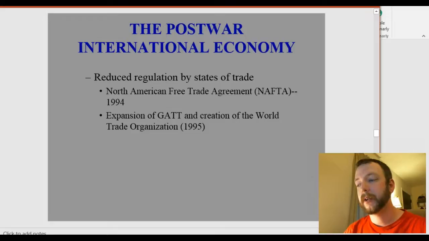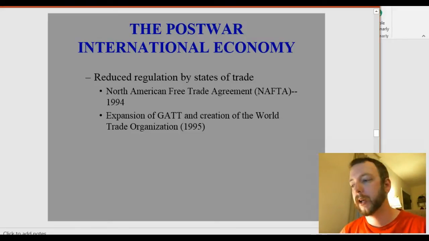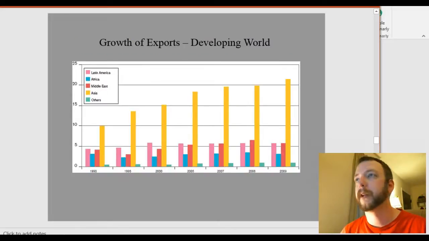So it does increase trade and drop prices, but it doesn't increase prosperity in poor countries. The expansion of GATT and the creation of the World Trade Organization does help out first world countries, places like the United States and Australia and Japan and Western Europe again, but it really struggles to help out people in poorer areas of the world. And we have some examples here.